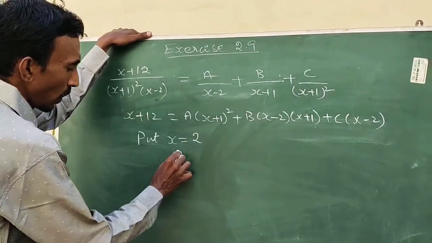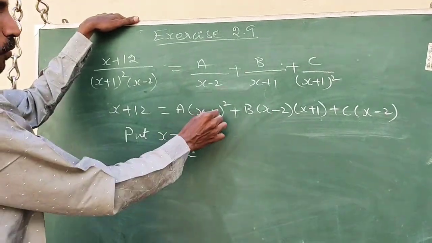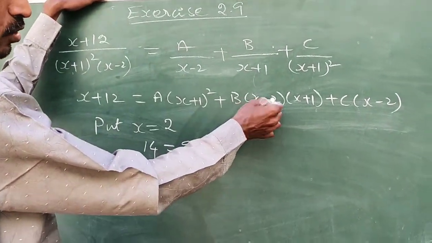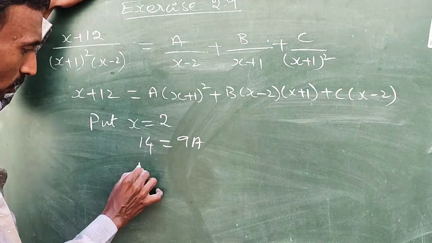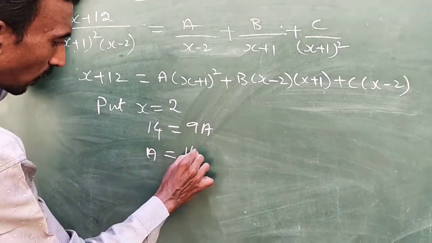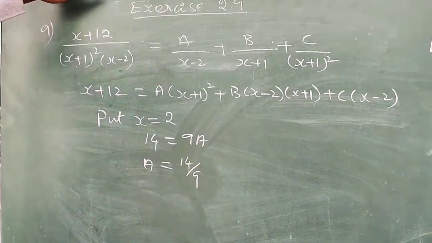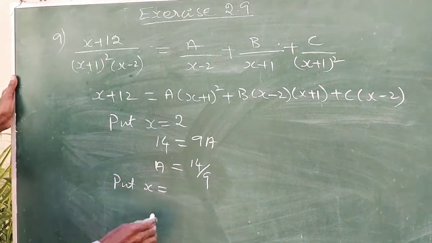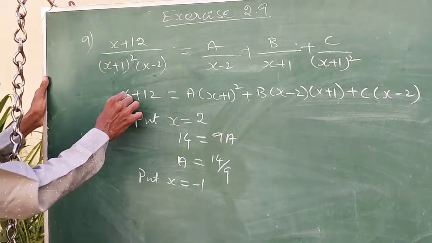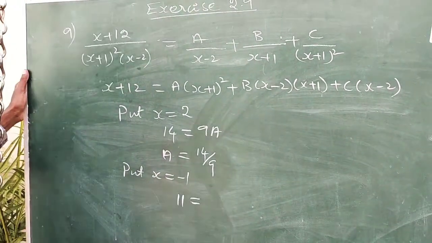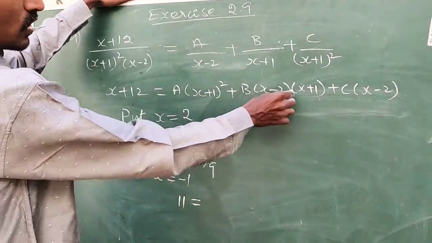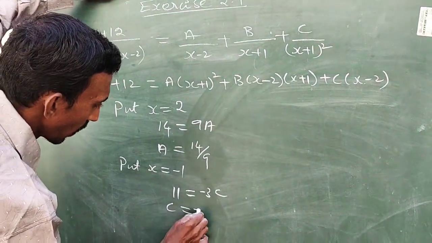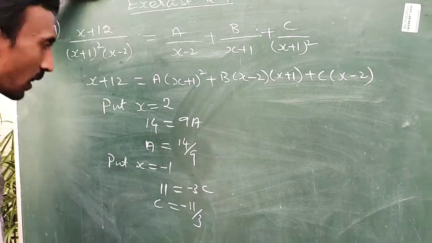So 2 plus 12, 14, equal to 2 plus 1, 3, 3 squared is 9, so 9a. 2 minus 2, 0, 2 minus 2, 0. So a equal to 14 by 9. Okay, and put x equal to minus 1. So minus 1 plus 12, 11, equal to 0, 0, minus 3c. So c equal to minus 11 by 3.